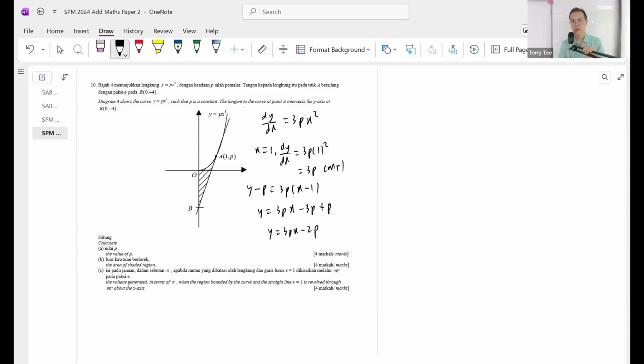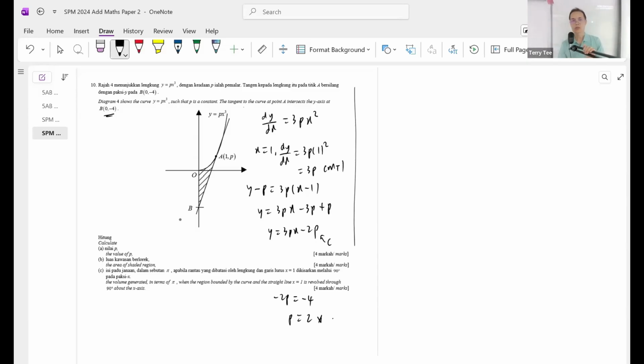So why do I do that? Because this is your y-intercept. And your y-intercept, we are already given, right? You're given your y-intercept is b. So by comparison, negative 2p is now your coordinate point b, which is negative 4, right? Your y-intercept is negative 4, so p is 2.